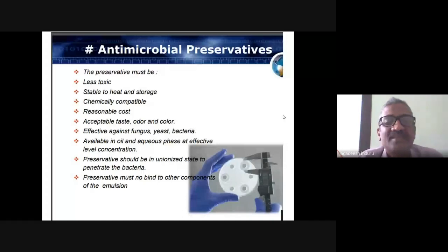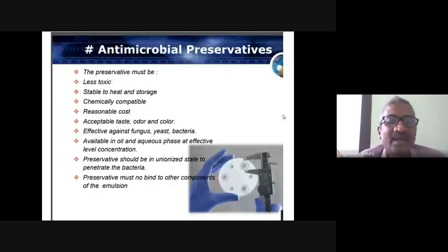They need to be less toxic, stable to heat and storage, chemically compatible, reasonably priced and not very costly, with acceptable taste, color, and odor. They should be effective against fungi, yeast, and bacteria, that is, wide spectrum as required of an antimicrobial agent. They must be available in both the oil and aqueous phases at effective concentration. Both phases require it, otherwise you will again get microbial growth. The preservative should be in unionized state to penetrate the bacteria. If it is completely in ionized state, it will be present in soluble form but won't penetrate.